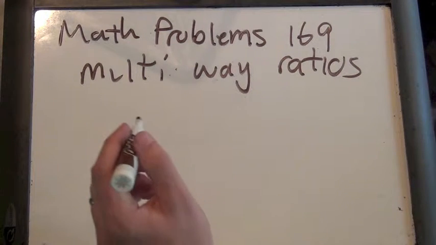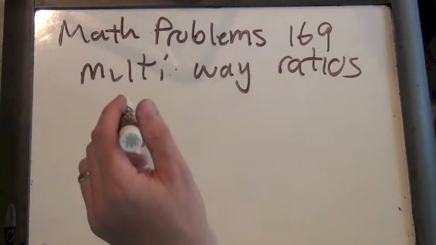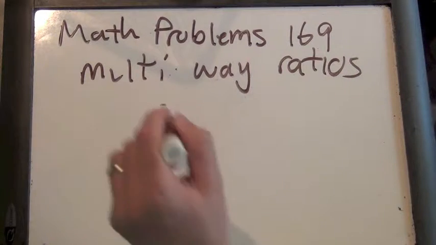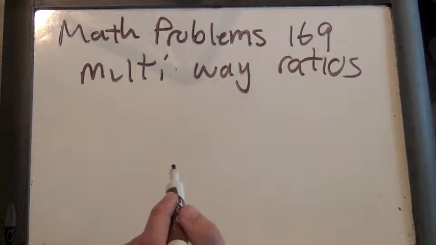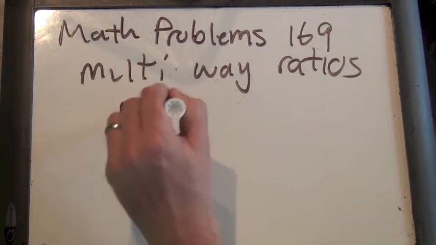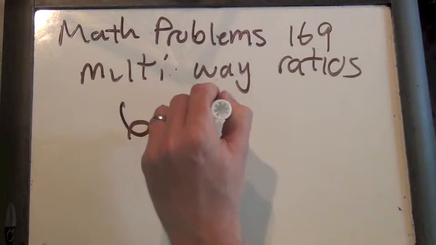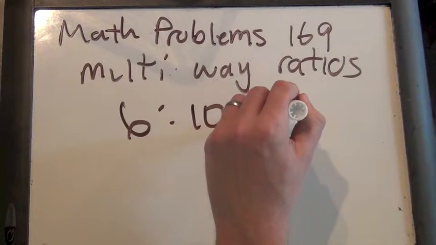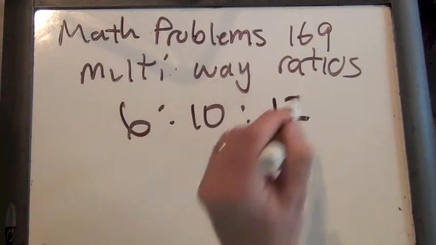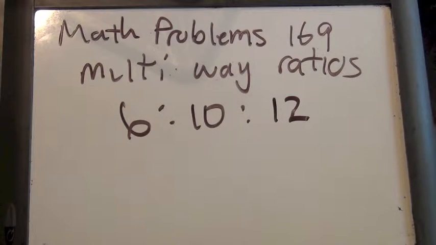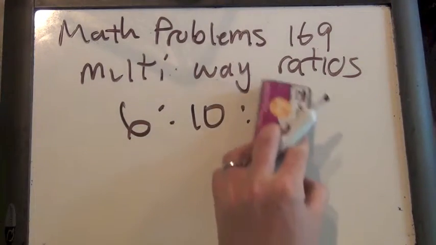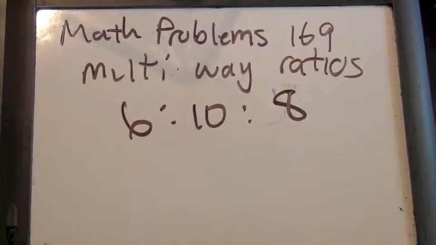Okay, so today we were talking about multi-way ratios. We're going to look at a ratio that has more than 2 parts in it, so it's different than a fraction. So what did we pull out? 6, 10, and 8. Is that what it was? Yeah. Okay, 6, 10, and 8. I thought I was going to do 6, 10, and 12, but that's fine.